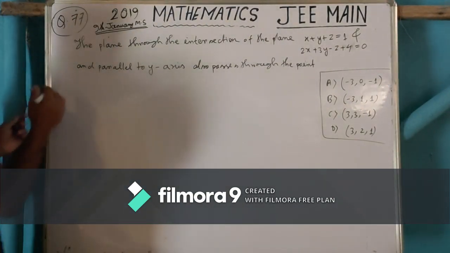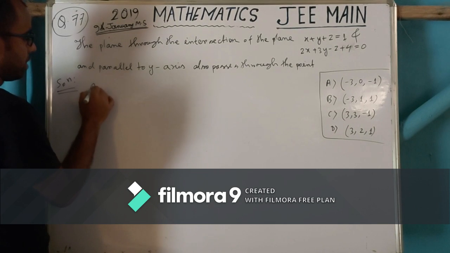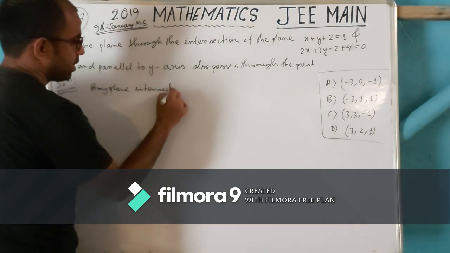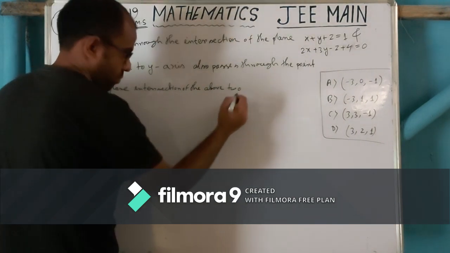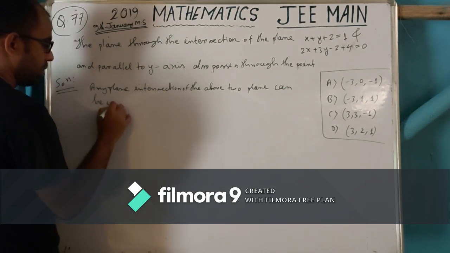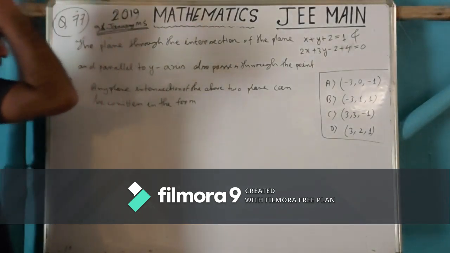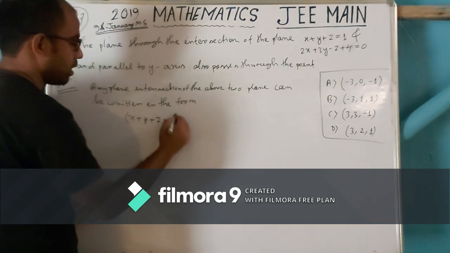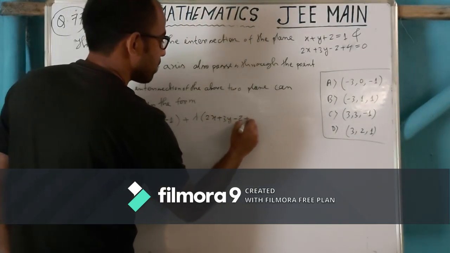So first write: any plane through the intersection of the above two planes can be written in the form (x plus y plus z minus 1) plus lambda into (2x plus 3y minus z plus 4) equal to 0.